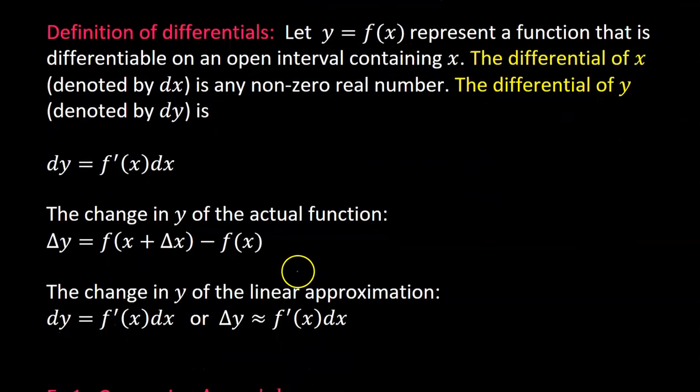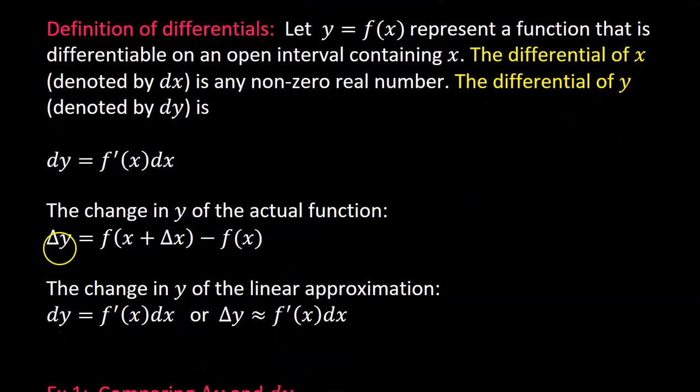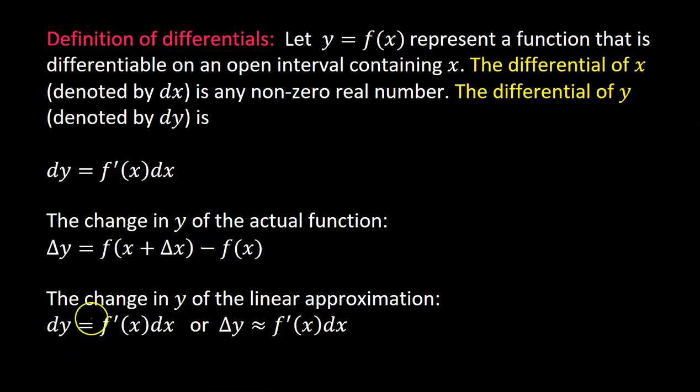But I want to emphasize to you the difference between delta y and dy. When we are talking about the change in y of the actual function, we will write delta y. And that's going to equal f at x plus delta x minus f of x. Basically, y2 minus y1. When we are talking about the change in y of the linear approximation, we will write dy, and that's equal to f prime of x dx. When you're close to the point of tangency, delta y is approximately equal to the differential. So we will often use the differential to approximate the change in y of the actual function.